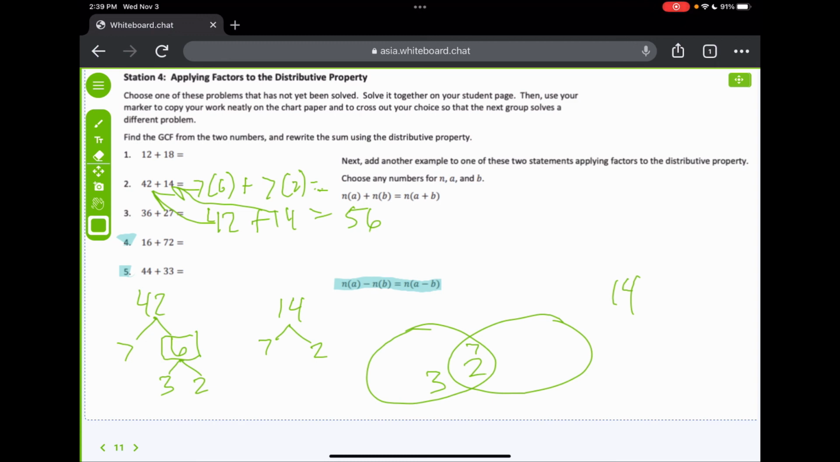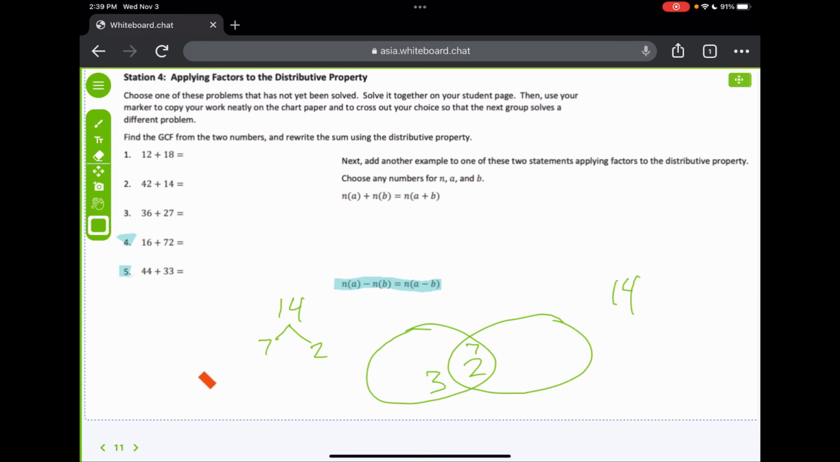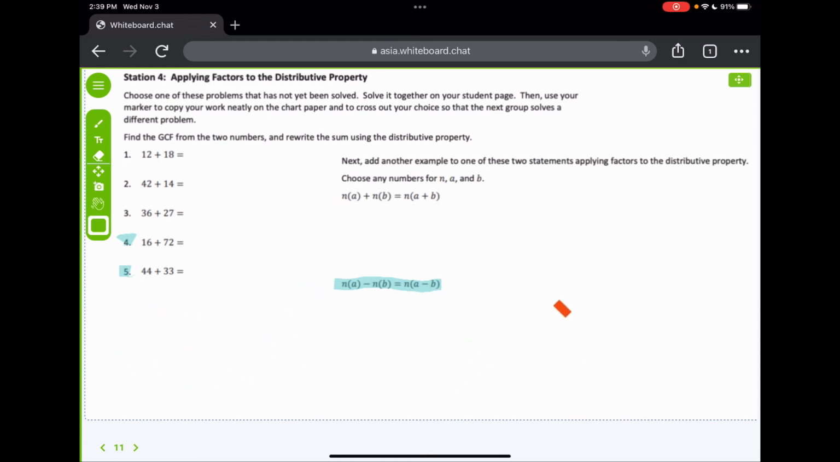Now, let's do one more, and instead of doing prime factorization, let's do just listing it. So if we do 36 and 27, that's 1 and 36, 2 and 18, 3 and 12, 4 and 9, and 6 times 6. That's over 27. We would say 1 and 27.